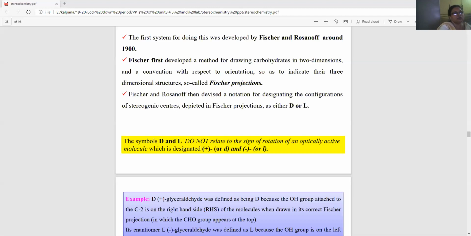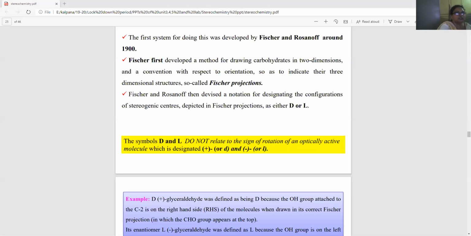So you can have this. This is the Sawhorse projection, which has eclipsed, anti, and gauche. They are represented in this way, whereas Newman projections are represented in this way. That is syn and anti.